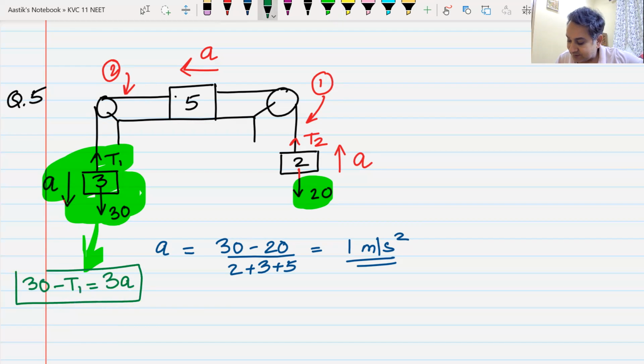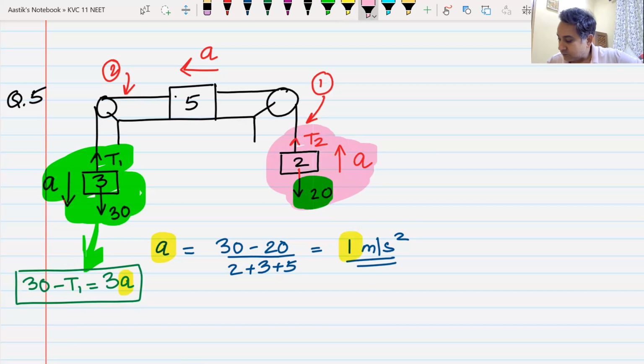Do we understand this? You already know the value of A, bacha. The value of A is 1. You can put the value of A in this equation, and you will end up with the value of T1. Can you now tell me the equation of this block, the pink block?